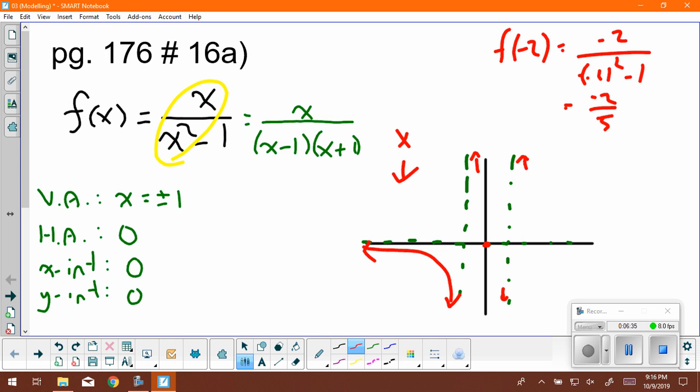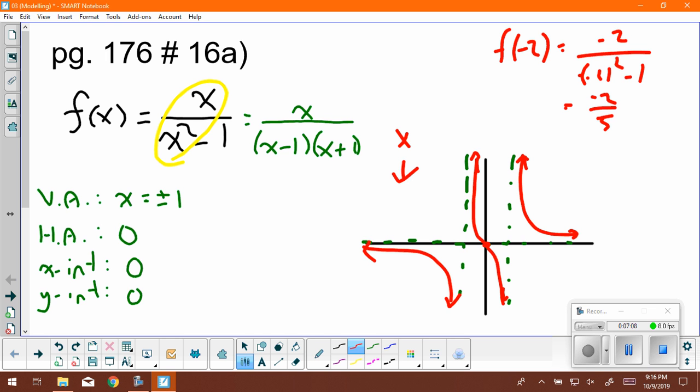So what that means for this function is it must kind of look like a cubic in the middle there. It comes down, passes through, and continues. And on this end, it looks like that. So that's how you use those key pieces of information: the asymptotes, the intercepts, and if necessary, doing some test values around your asymptotes to figure out where the graph is going. And that's how it works.